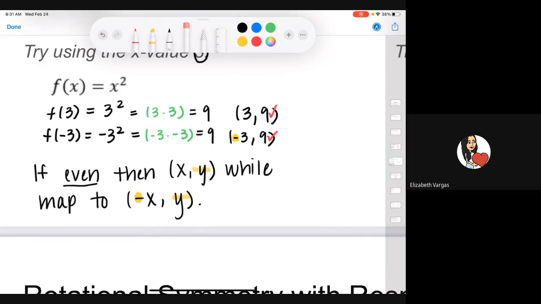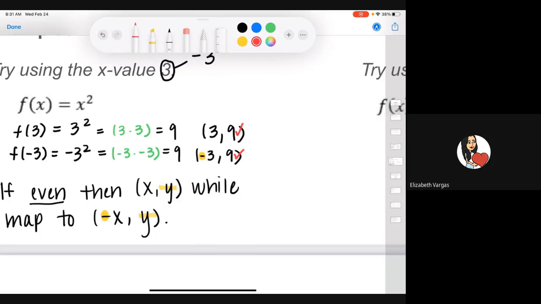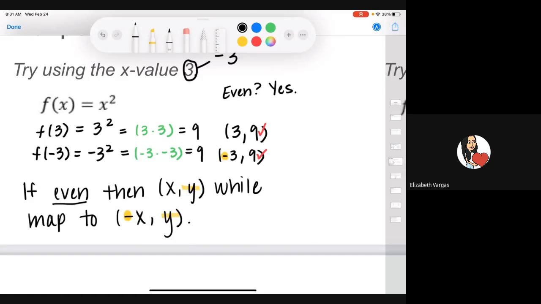And so what does that mean? Well, that means that if we're asked, is this function even? Well, then we can say yes. Why? Well, because we got the negative x and the same y. Okay? Any questions so far? Questions?